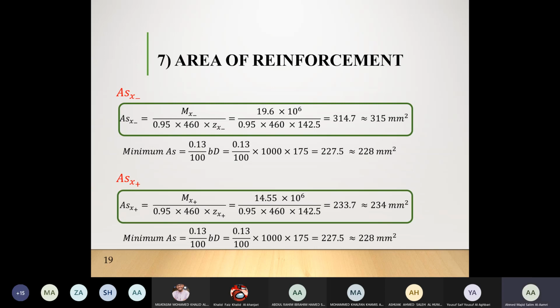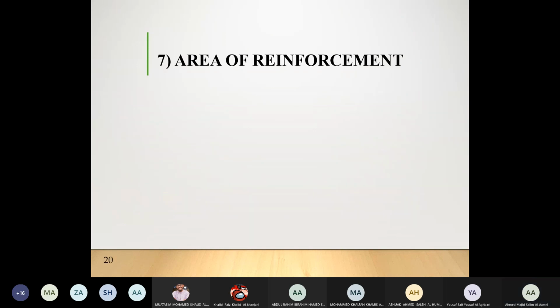Now we have finished the X direction reinforcement. ASX negative is referring to X direction reinforcement, but at the top. ASX positive is referring to the reinforcement at the bottom. Okay, direction of X, but at the bottom. Now the same thing goes for Y. Okay, the same thing goes for Y.